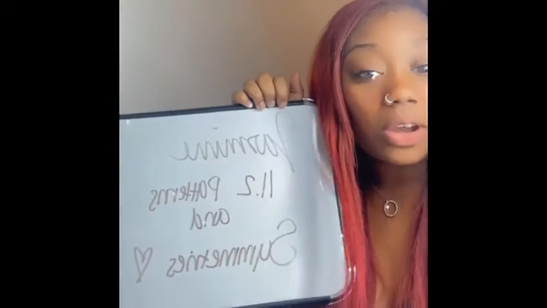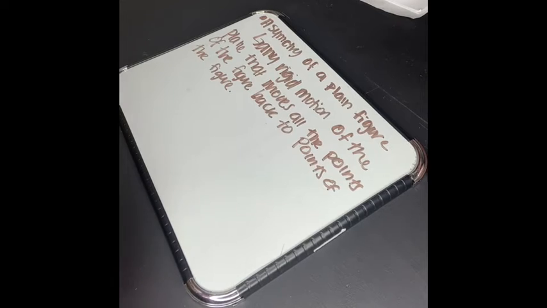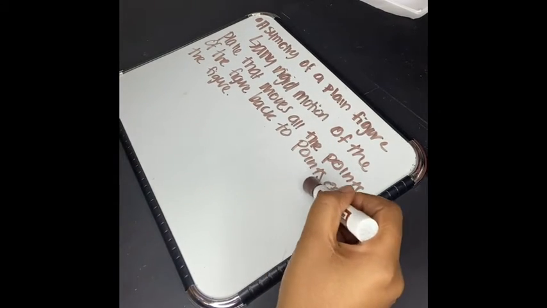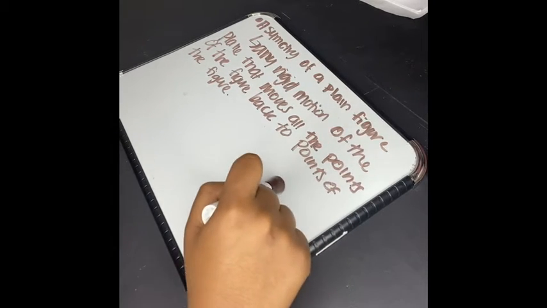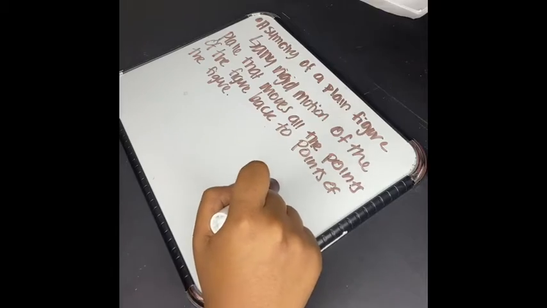My name is Jasmine, and I'll be talking about 11.2 patterns and symmetries. Okay, so first we're going to talk about a symmetry of a plane figure. The symmetry of a plane figure is any rigid motion of the plane that moves all the points of the figure back to the points of the figure.